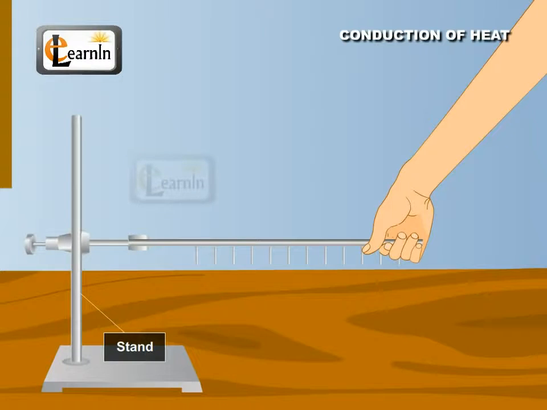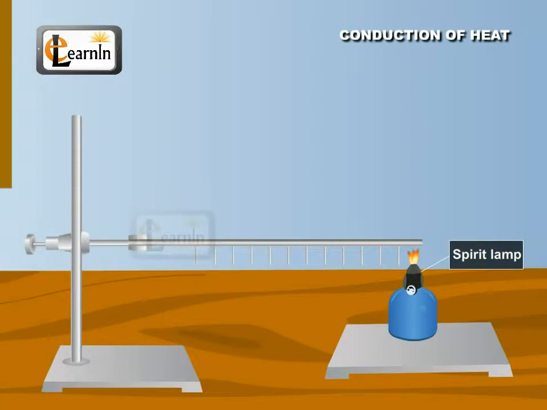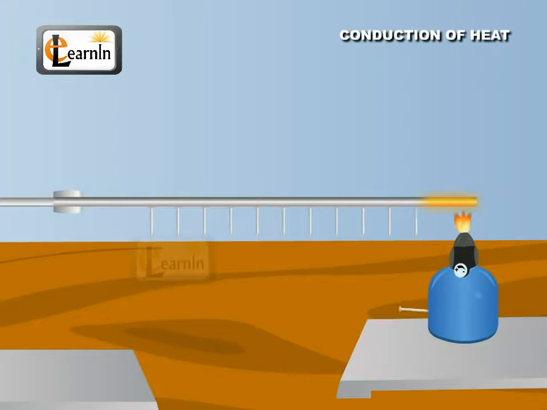Fix the rod to a stand. Now, heat the other end of the rod with a spirit lamp. Observe the order in which the nails drop down.